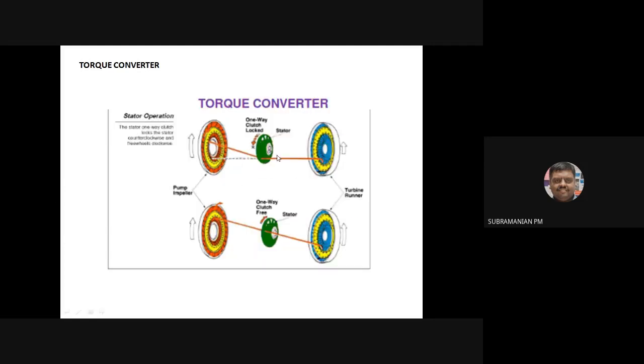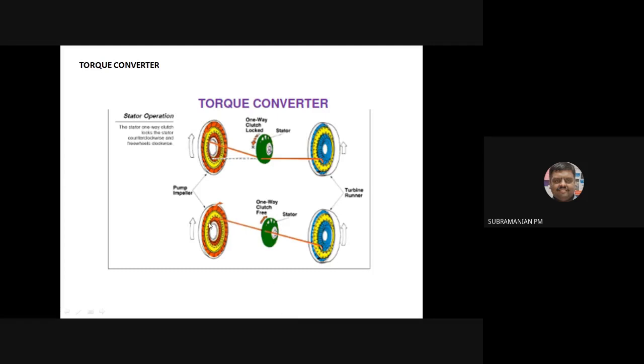Here you can see I am locking the one-way clutch. The fluid leaving the turbine would make the stator rotate anti-clockwise, that is, opposite to the impeller. I am not allowing that; I am locking my stator. So the fluid hits the blade and its direction of flow changes, so that it strikes the impeller to make it rotate in the clockwise direction. Clockwise means moving in this direction, seen from this axis.